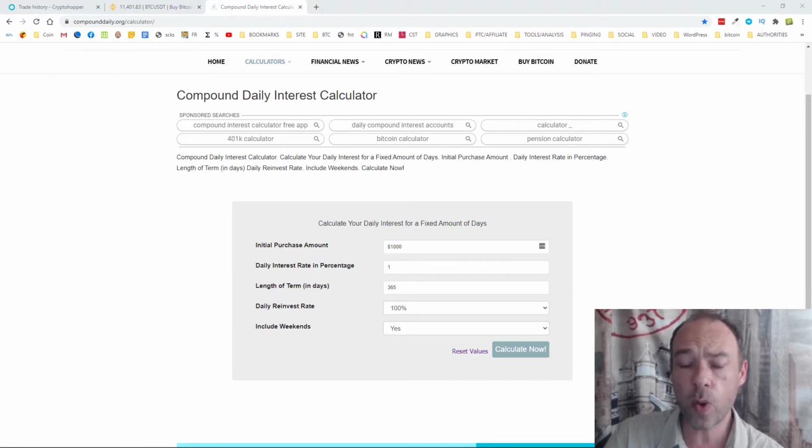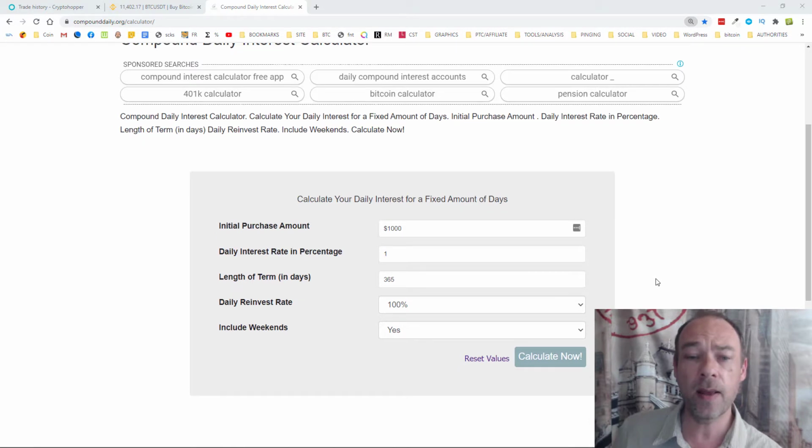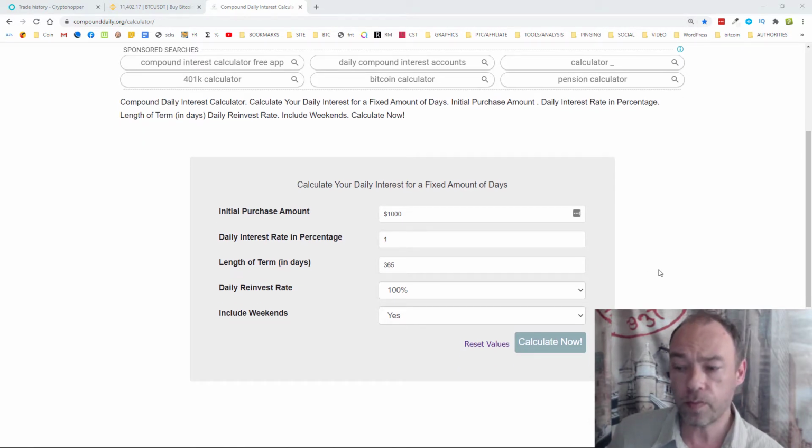So anyway, first, before we get started having a look at the CryptoHopper robot, what I wanted to do is show you the power of compounded daily interest. Basically, what we're shooting for here is about 1% per day, every day, and reinvesting our profits for a whole year at just 1% profit. Now, as an example, I've started this one off that you can see on my screen here at $1,000. So let me just switch off my camera because you don't need to see me.